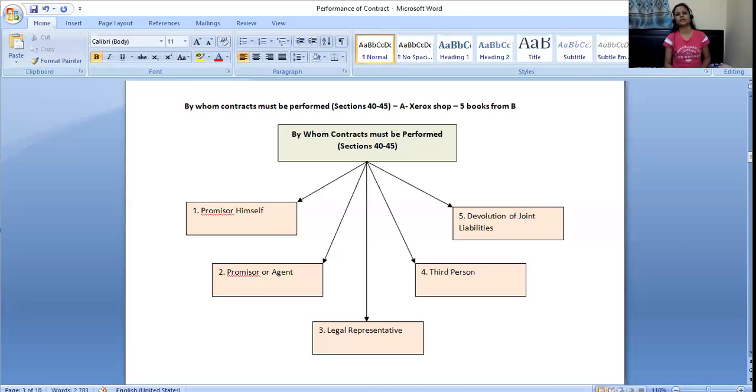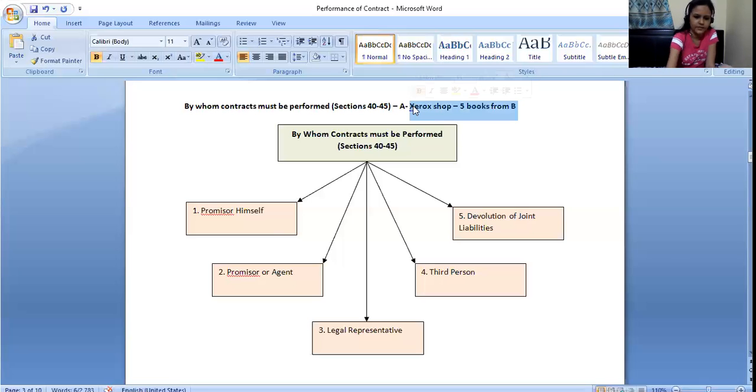Next is by third persons. A third person is someone who is a stranger to the contract. Take for example, there is an offer and acceptance between two persons. There is one person A who provides home delivery of food.